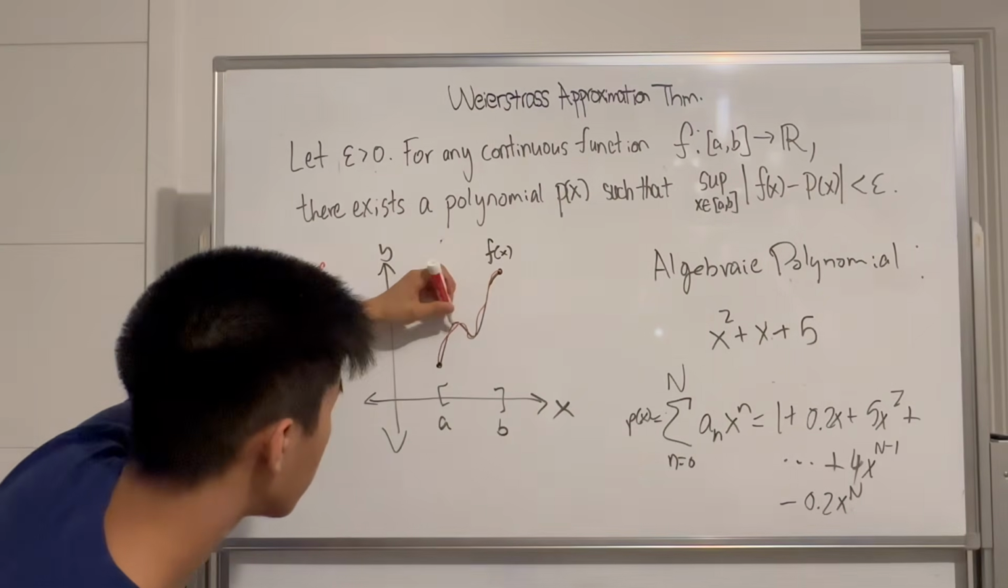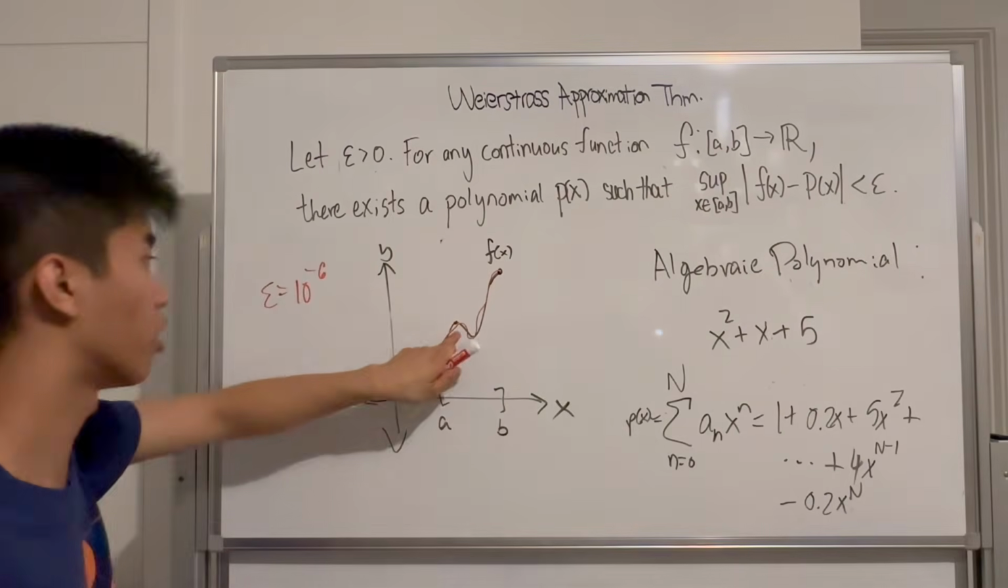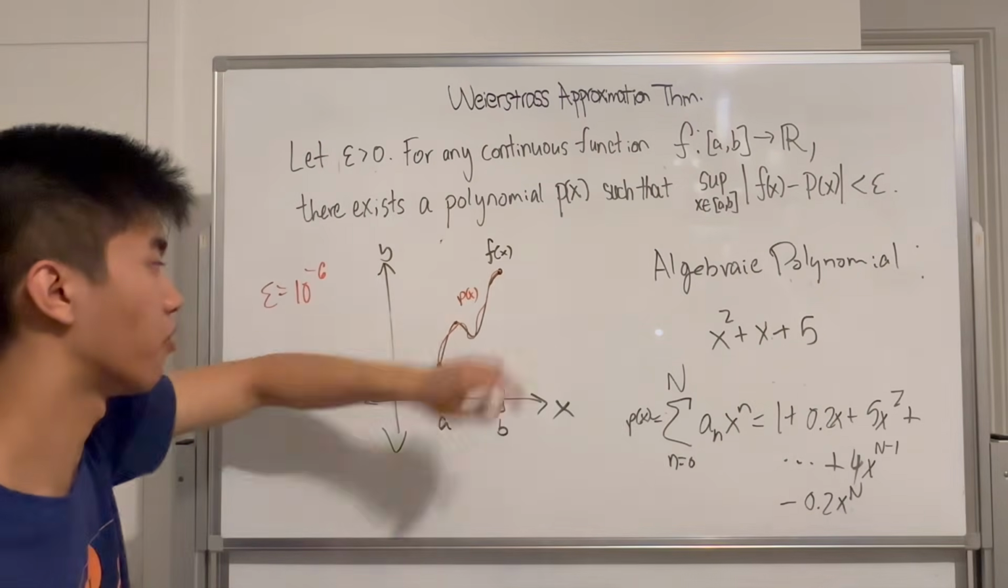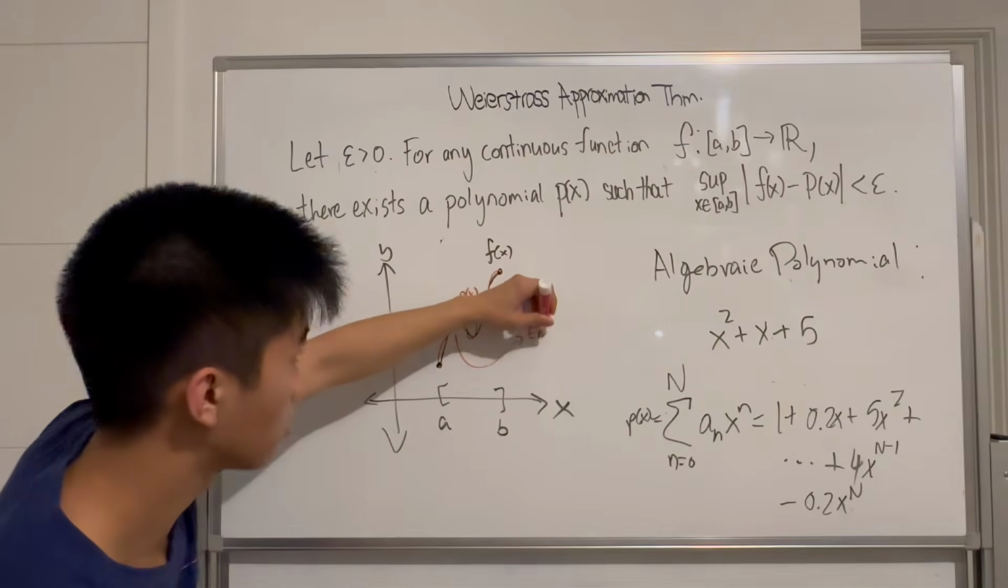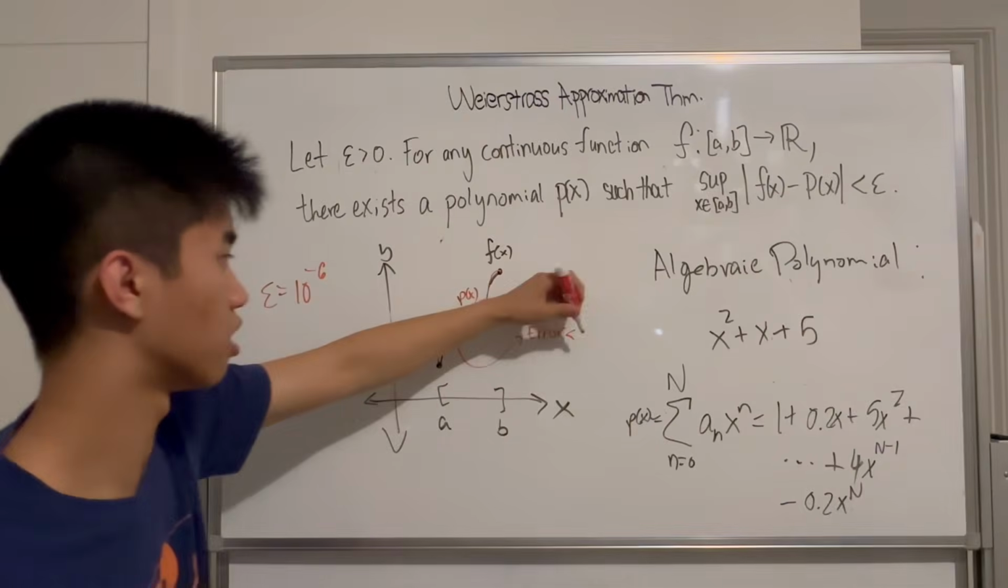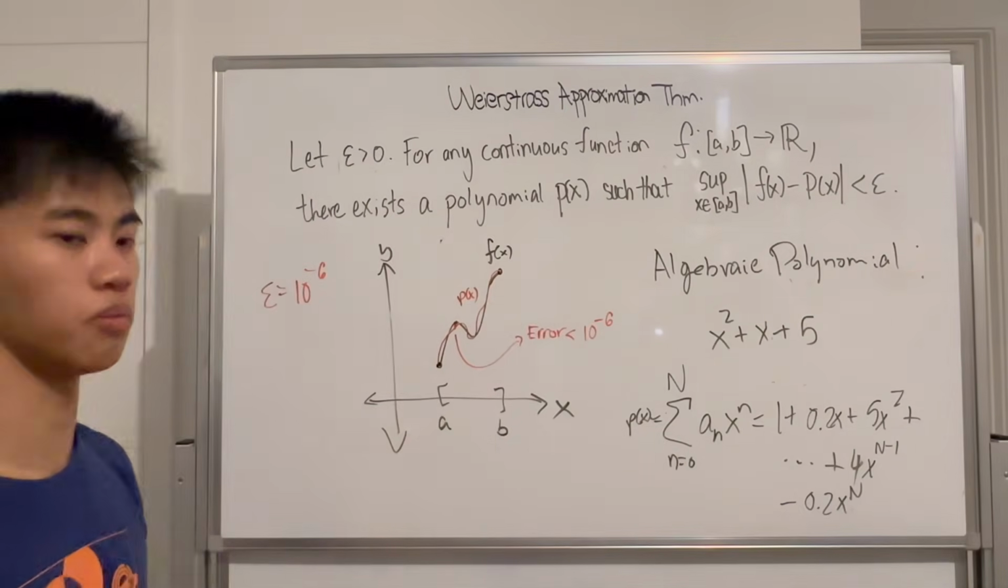For example, say that this point over here is the point where our p of x strays off course from f of x the most. We can say that the error at this point is at most 10 to the negative 6. It can never be more than that.